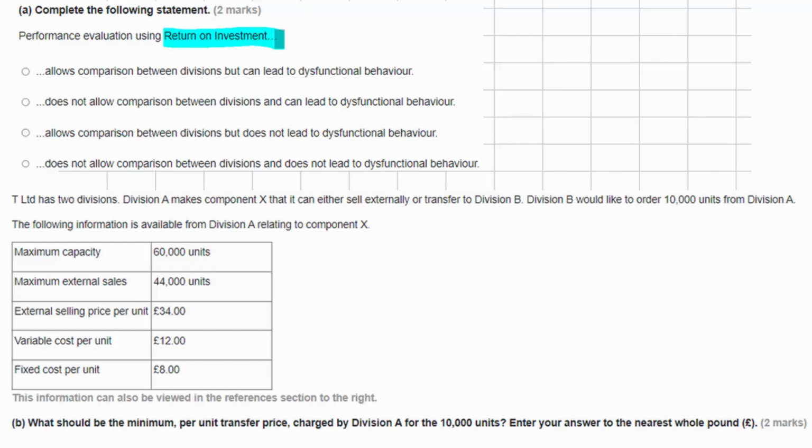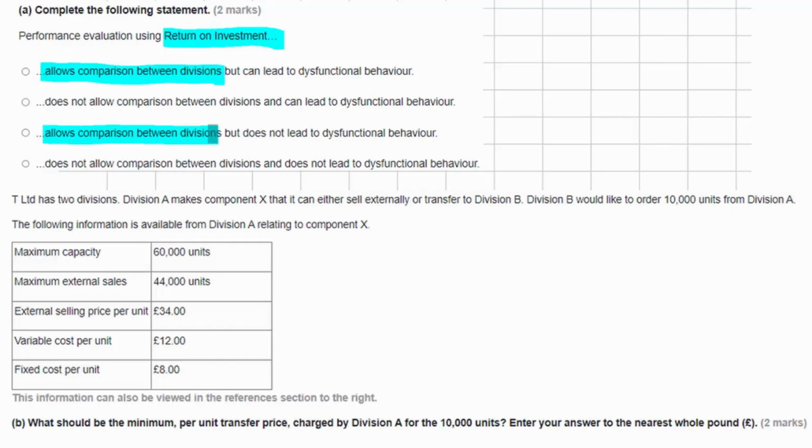Allow comparison between divisions. So yes, if we look at the return on investment for division 1 and return on investment for division 2, we can compare how different divisions are getting on because we'll have spent some money to set up those divisions in the first place, so there will be an initial investment and we can look at how profitable they are. So yes, it allows comparison between divisions, so it's either the first or the third.